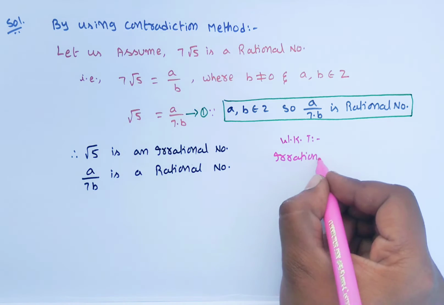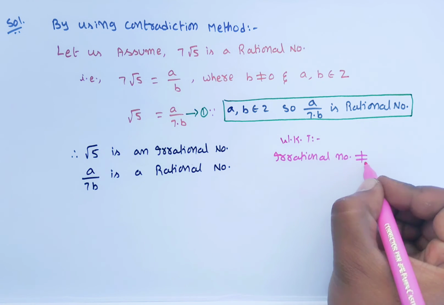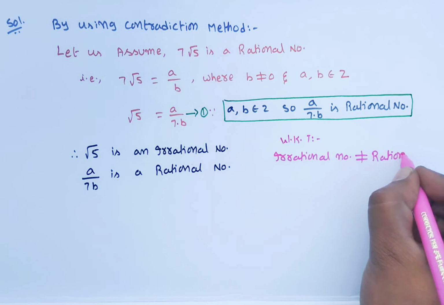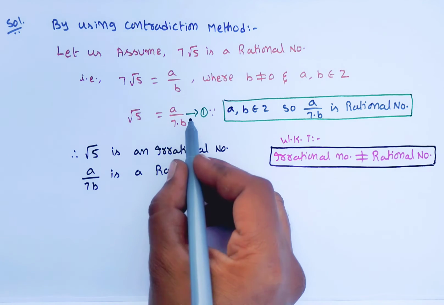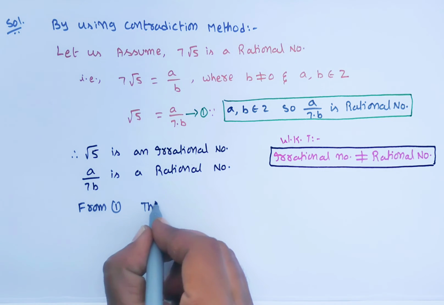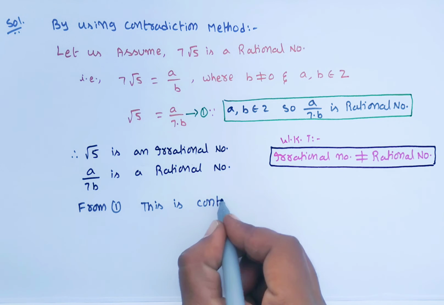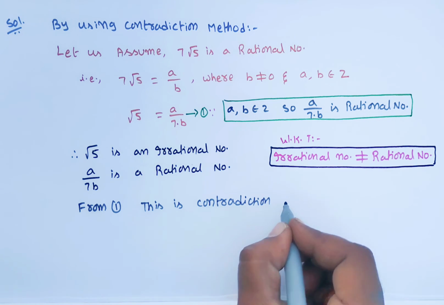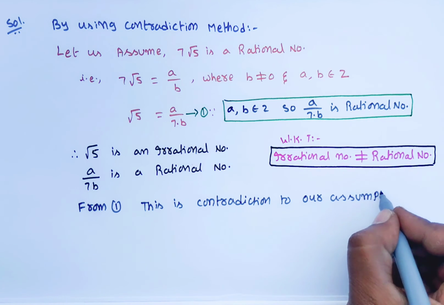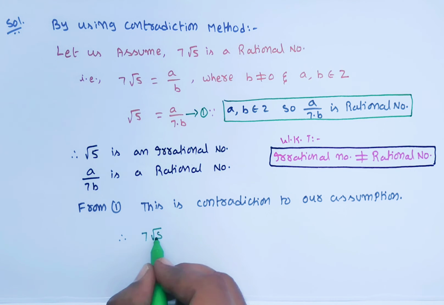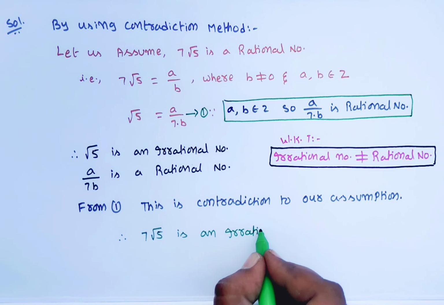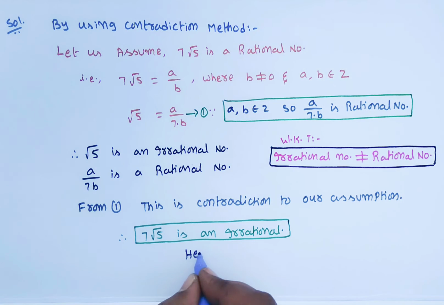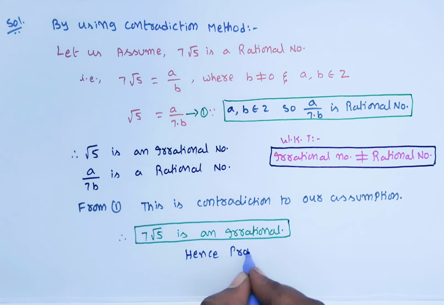We know that an irrational number is not equal to a rational number, but from 1 we get an irrational number equals a rational number. This is a contradiction to our assumption. Therefore 7 root 5 is an irrational number, hence proved.